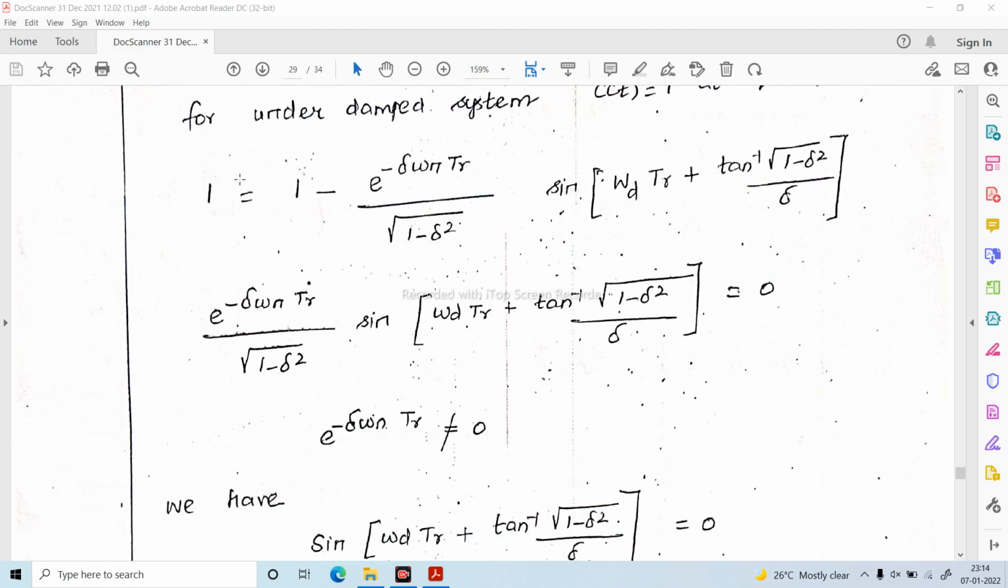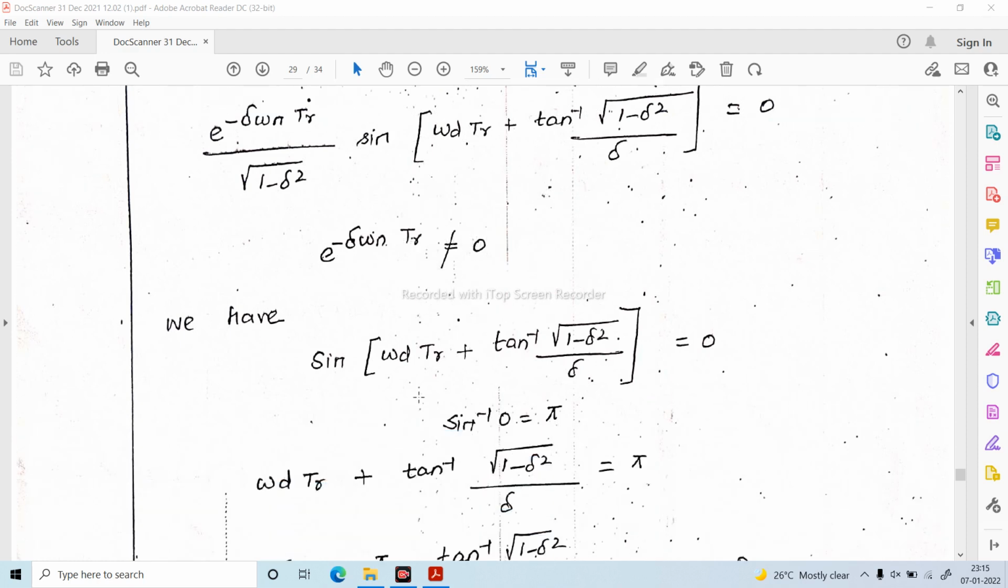So from this, 1 minus 1 equals 0: e power minus delta omega n into tr divided by square root of 1 minus delta square, into sine term, equals 0. Here, two terms are there: one is the exponential term and another is the sine term. The exponential term is not equal to 0. Like e power 0 is equal to 1, and only e power minus infinity has the value 0. So the remaining values are not equal to 0. So only the sine term equals 0: sine of omega d tr plus tan inverse square root of 1 minus delta square divided by delta equals 0.